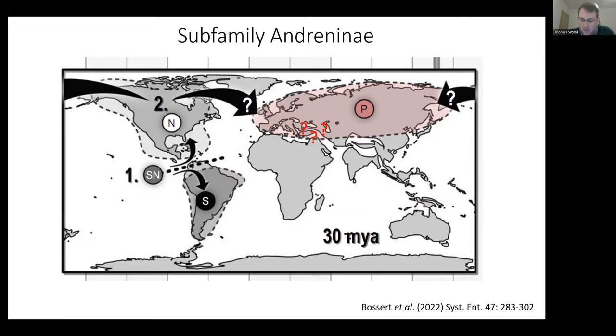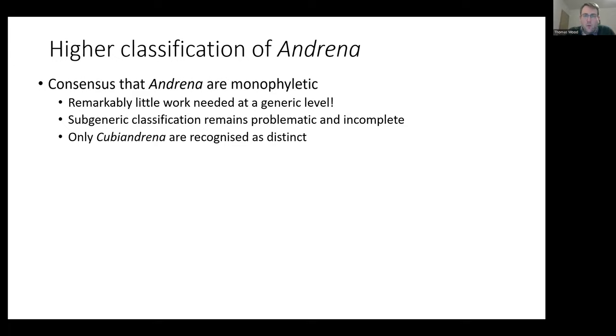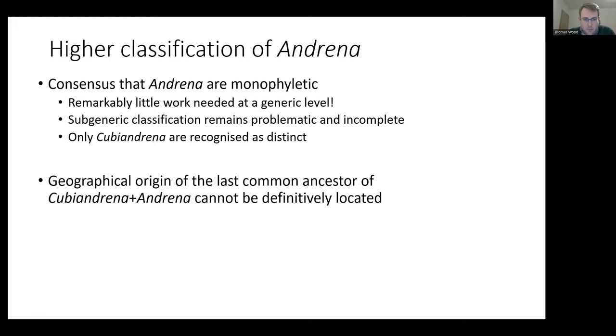So we have good consensus that Andrena are monophyletic. And actually, in both of these studies, almost no work was needed at a generic level. Subgeneric classification remains problematic. You should watch Gideon Pisanti's section on the YouTube talk to learn more about subgeneric problems. And only Cubiandrena needed to be moved out of the genus Andrena. We cannot find the exact geographical location, but Turkey is, in my opinion, the likely center of diversification.